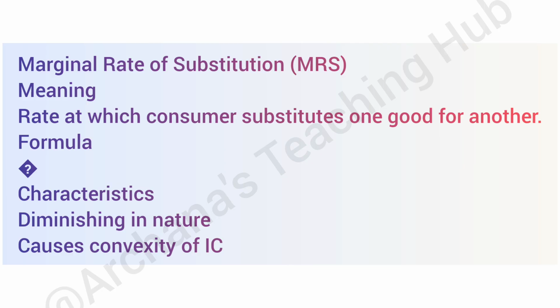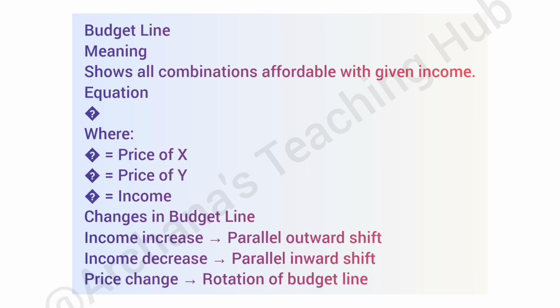Marginal rate of substitution. Rate at which consumer substitutes one good for another. Formula: MRS XY is equal to change in Y divided by change in X. Characteristics: diminishing in nature, causes convexity of IC. Budget line shows all combinations affordable with given income. Equation: PxX plus PyY is equal to M, where Px is price of X, Py is price of Y, M is income.